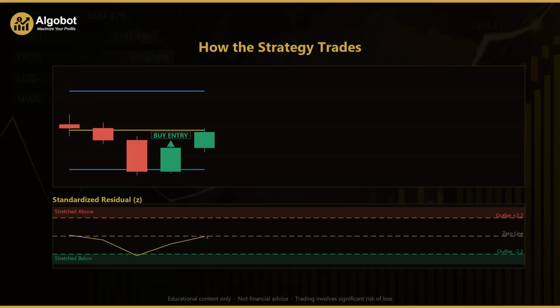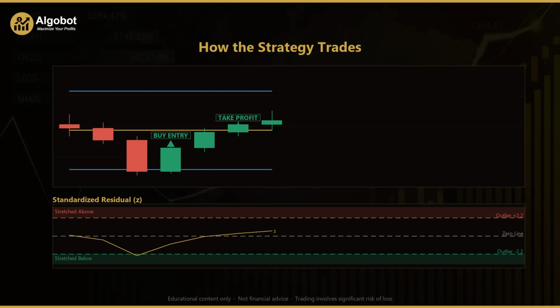Then we get the key move. One candle drops sharply and closes down near the lower band, and in the panel below the residual dips beneath the negative 2.2 level. That is a genuine statistical outlier. Price has stretched far below where the flat trend says it should be. Notice, though, that the strategy does not buy this bar. It refuses to step in front of a still falling move. Instead, it waits for the very next candle.